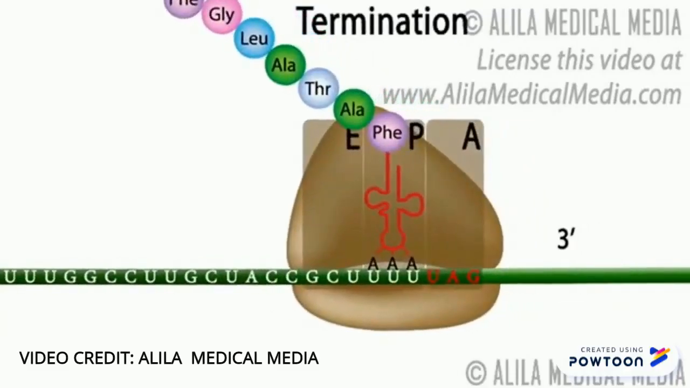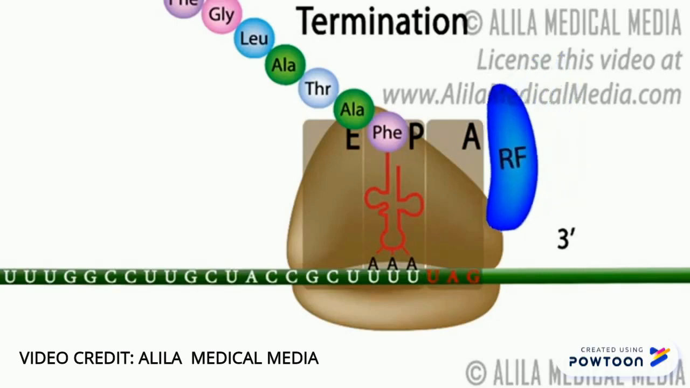Termination happens when one of the three stop codons is positioned in the A site. No tRNA can fit the A site at that point, as there are no tRNAs that match the sequence. Instead, these codons are recognized by a protein, a release factor.